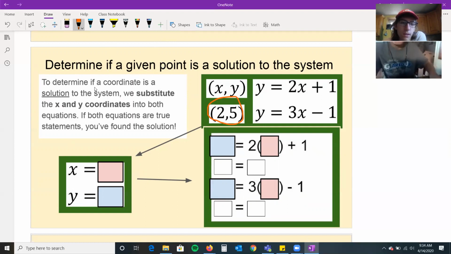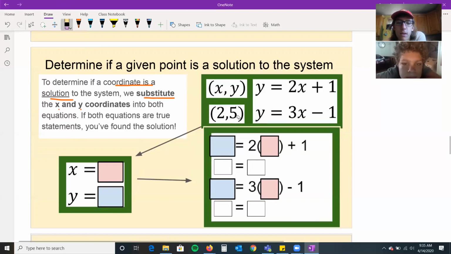All right, so to determine if a coordinate is a solution to the system, we substitute the x and y coordinates into both equations. If both equations are true statements, you've found the solution. Okay, so I'm actually going to have you guys start me out here. What is going to go in this red box and this blue box? What is x and y on this? Easy question. I just want to make sure you guys are engaged. You guys tell me what's going to go in all my red boxes and all my blue boxes. Go ahead and answer in the chat.